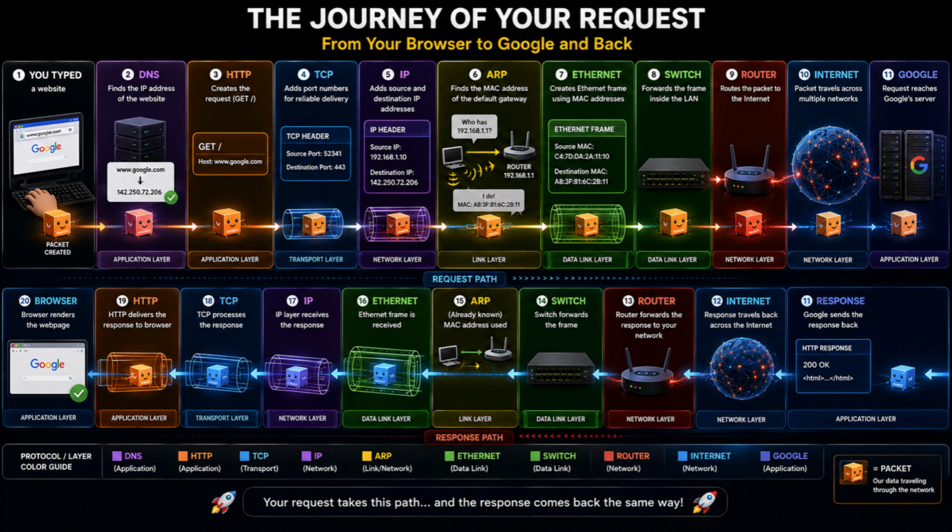Multiple routers guided the packet to Google's server. Google processed the request and sent the response back. TCP ensured the data arrived correctly. Finally, your browser rendered the web page. Every website you visit, every video you stream, every email you send, and every online game you play follows this same fundamental process. Now you know what really happens behind the scenes every time you open a website.